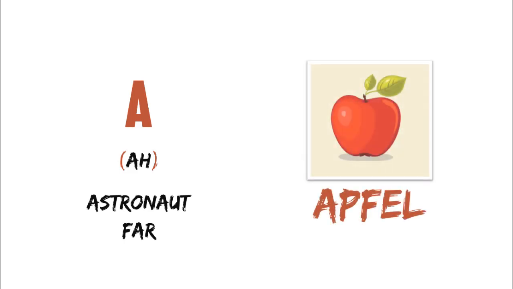And now we are going to learn words for each of the German alphabet letters. First letter is A. It is pronounced like the A in the word astronaut. And the German word for A is Apfel, which means apple in English.